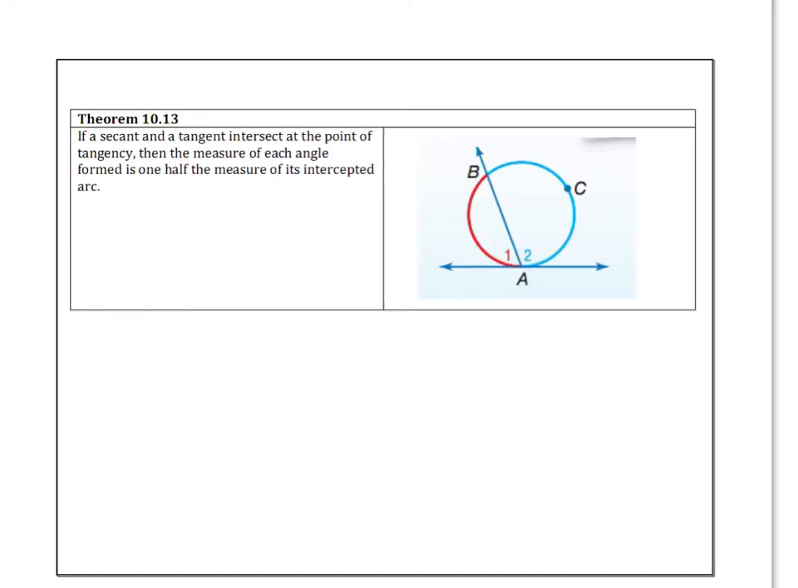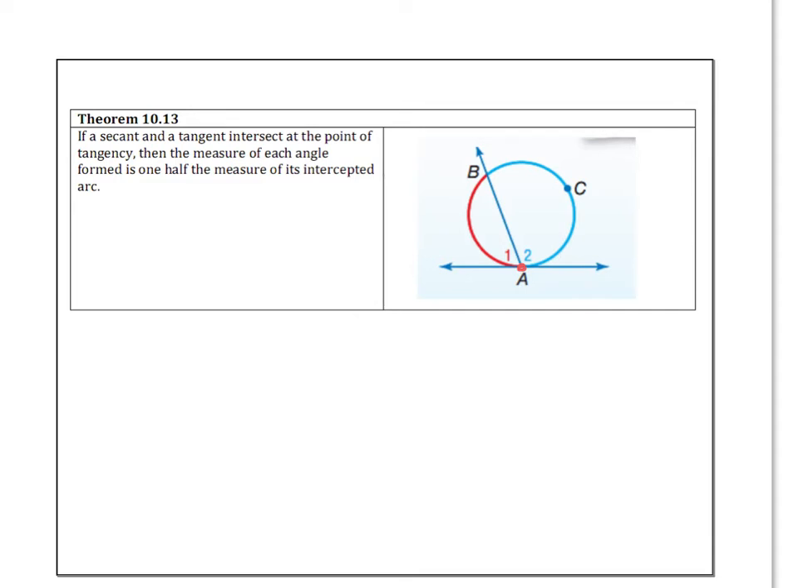So the first 4 problems were all examples where we had 2 secants or 2 chords and they crossed inside of a circle but not at the center of the circle. Now we're going to talk about what happens when they cross right on the circle. So if a secant and a tangent intersect at the point of tangency, like point A, then the measure of each angle formed is 1/2 the measure of the intercepted arc.